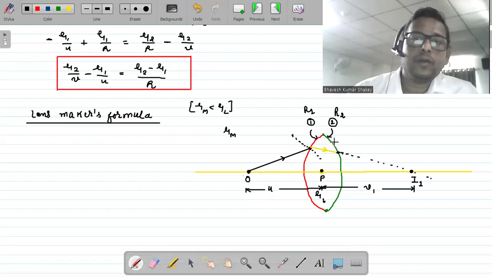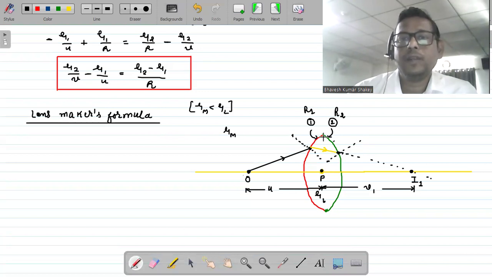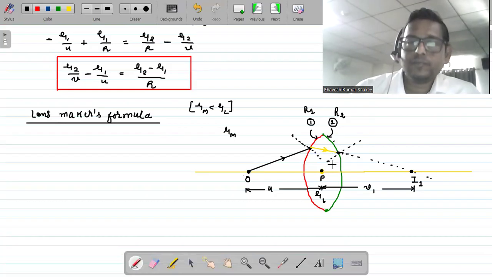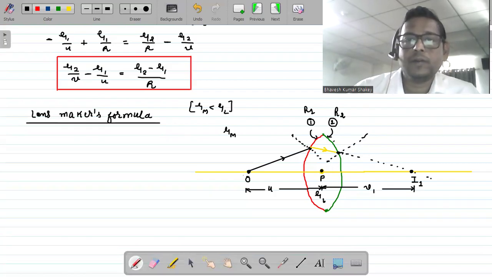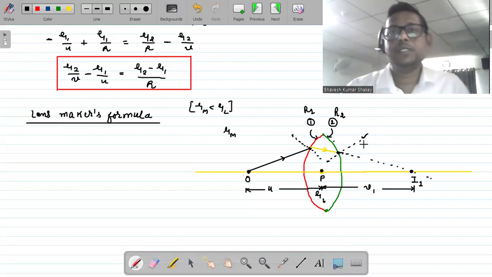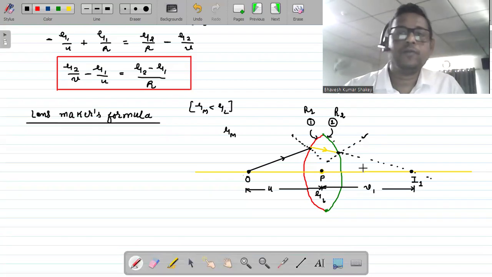Okay, now draw a normal. Let's draw a normal at this point. This is a normal at the spherical surface 2. Now this light ray is traveling from the denser medium to the rarer medium. So when it travels from denser to rarer, it goes away from the normal. This is the normal. Remember this. So this light ray goes away from the normal.